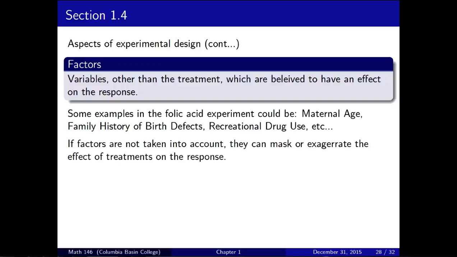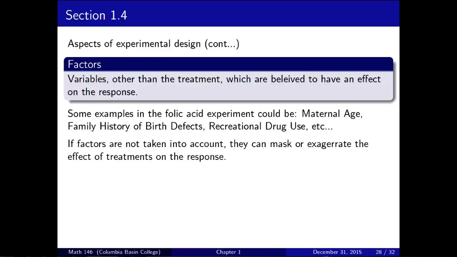It's important to know if there's a family history of birth defects. A lot of birth defects are genetic, and so if there's a family history of these birth defects, you're going to want to know that. All right. The other things you might want to know could be recreational drug use, alcohol use, lifestyle, diet, all sorts of things. Okay, race, ethnicity, all these things could have an effect on the ultimate response, which is birth defect rate.